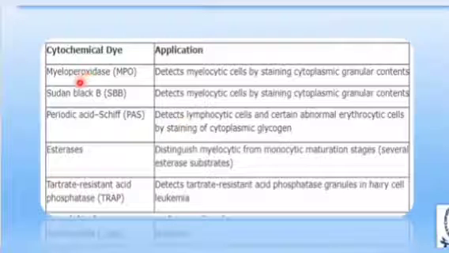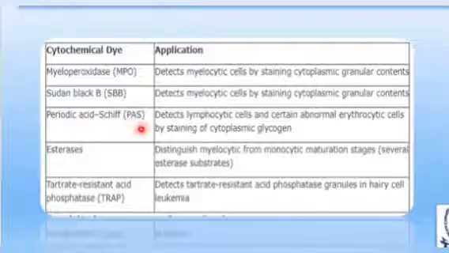Here, myeloperoxidase detects myelocytic cells by staining cytoplasmic granule contents. It's mostly positive in acute myeloid leukemia. Then we have Sudan Black B, we call it SBB, and it detects myelocytic cells by staining cytoplasmic granule contents. Then we have periodic acid Schiff, that is PAS, which detects lymphocytic cells and certain abnormal erythrocytic cells by staining of cytoplasmic glycogen.